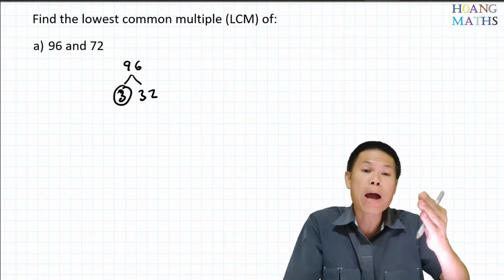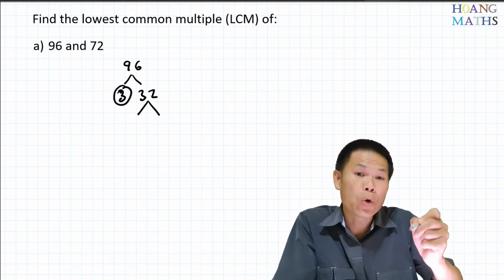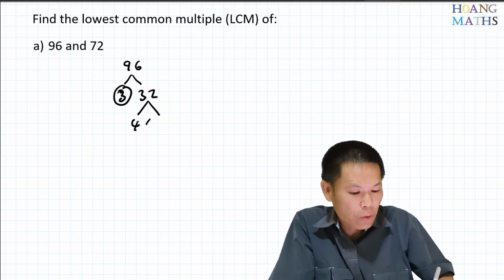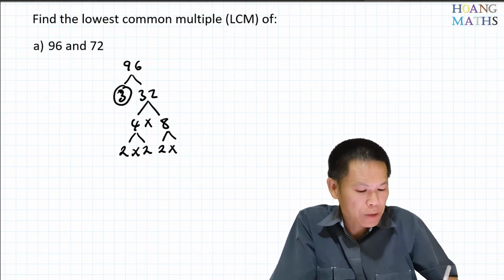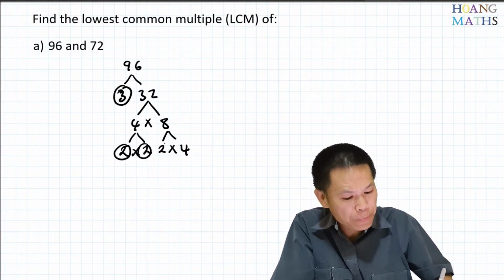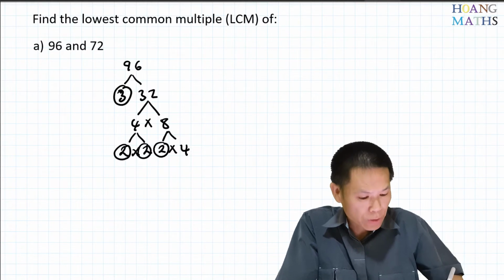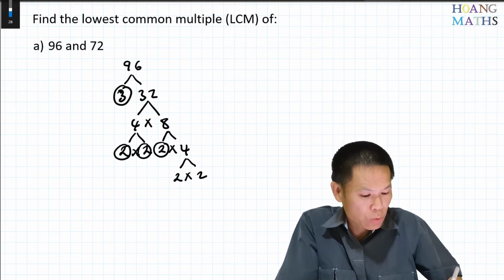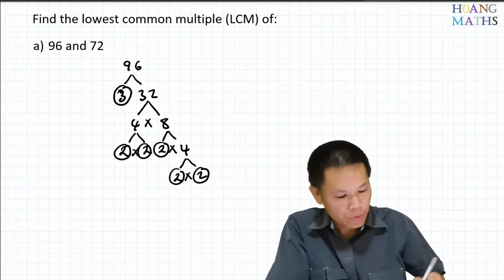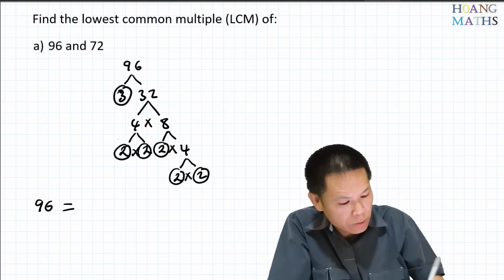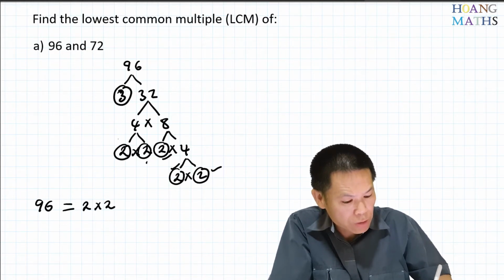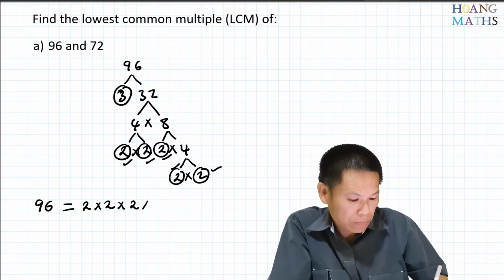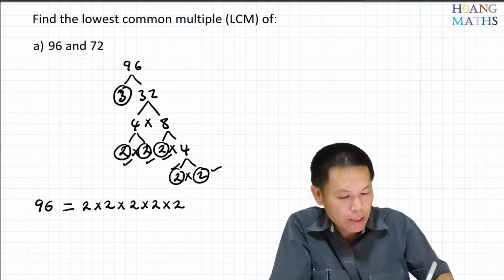So this 3 is a prime and 32 is 4 times 8. And then 4 is 2 times 2, and this 8 is 2 times 4, and these are prime. And 4 is 2 times 2. There you go. So 96 is equal to 1, 2, and 1, 2, 3, and times this 3.